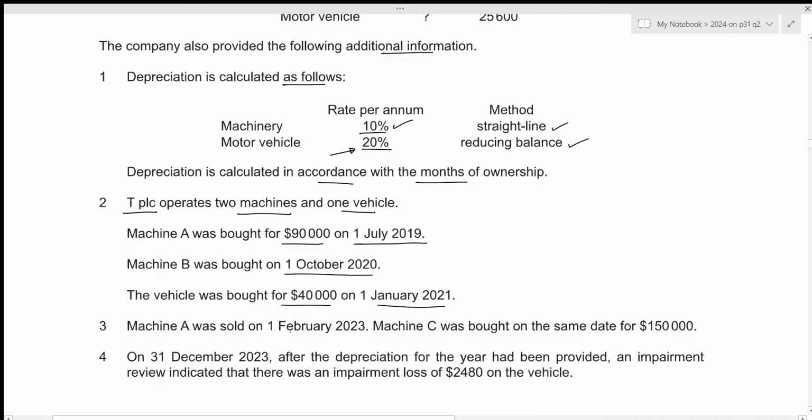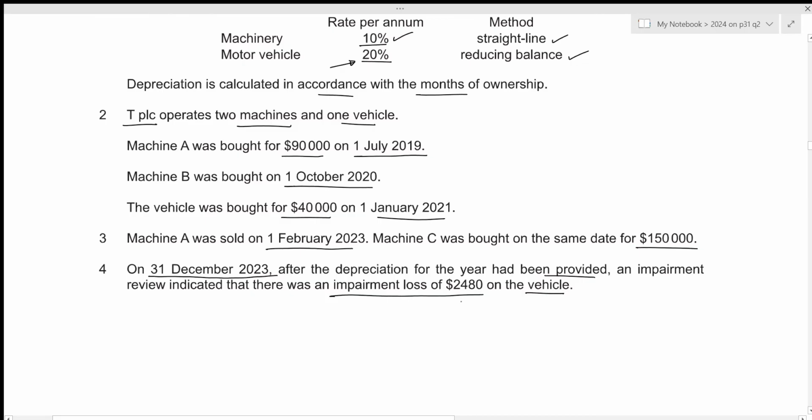Machine A was then sold on 1st February 2023. Machine C was bought on the same date for 150,000. On 31st December 2023, that's our closing date, after the depreciation for the year had been provided, an impairment review indicated that there was an impairment loss of 2,480 on the vehicle. Remember that impairment loss is just the difference between our carrying amount and the recoverable amount.